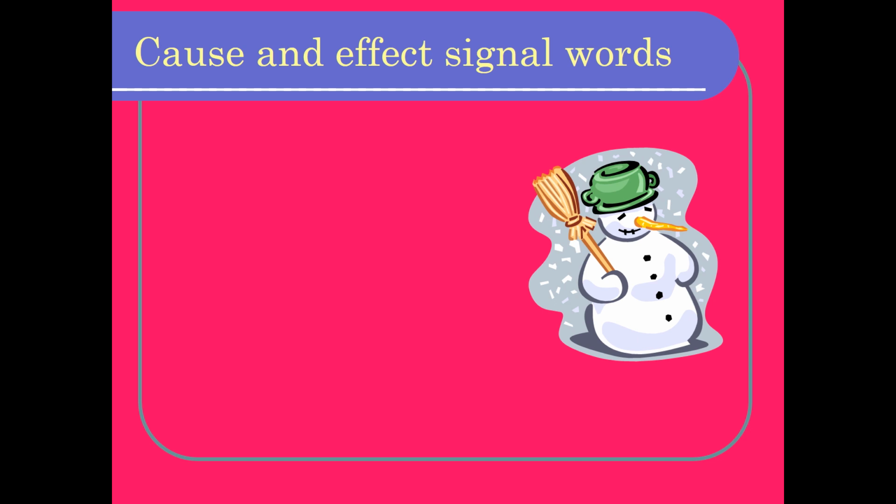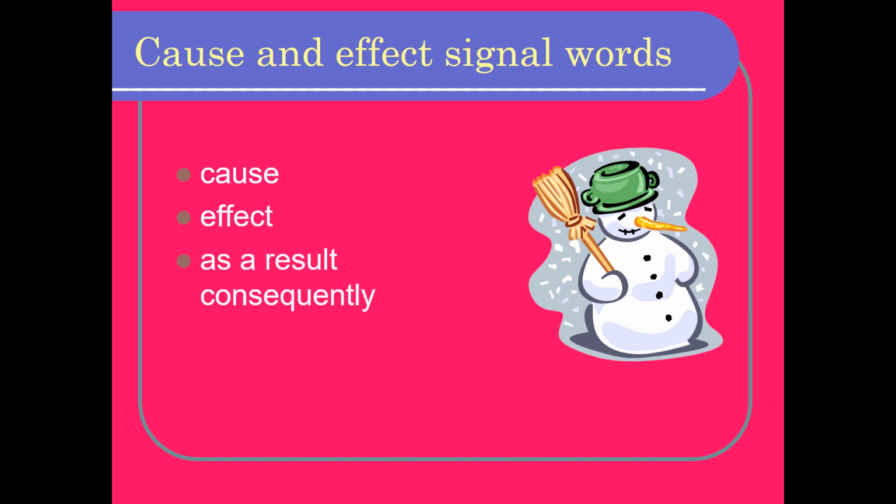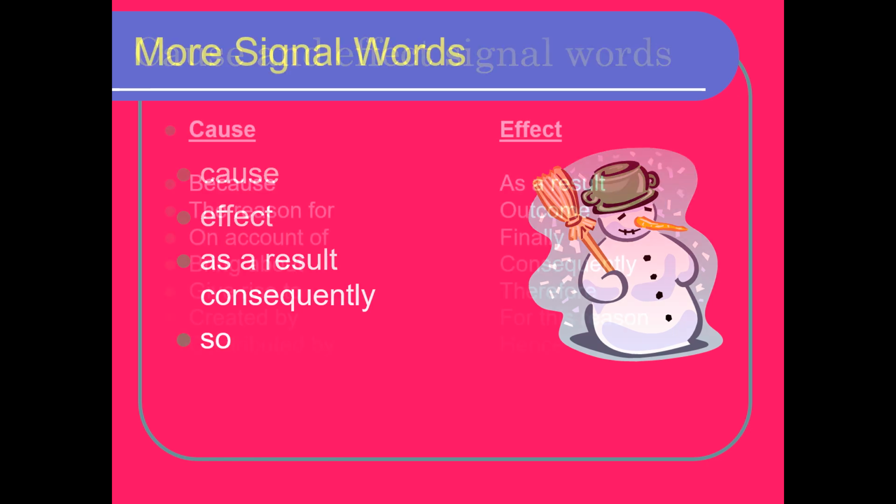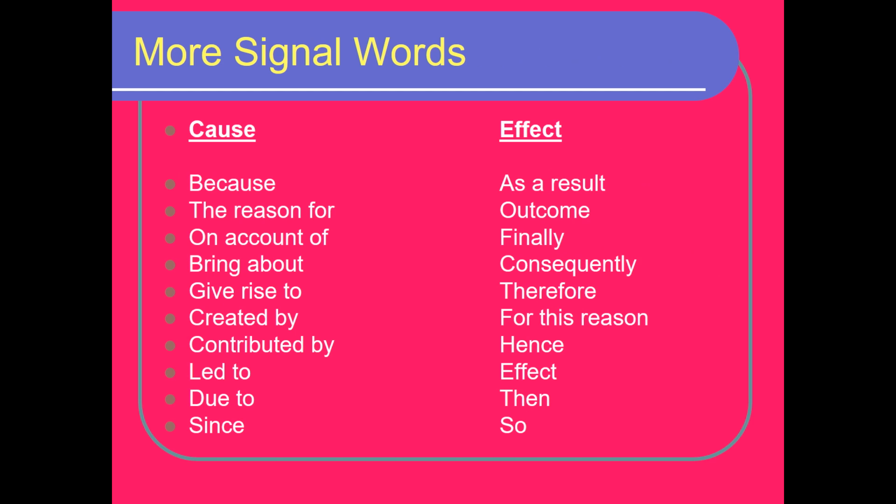Some of those signal words might be the word cause. And another one might actually be the word effect. If you see the words cause and effect, that is a clear indicator that the author is giving you cause and effect. Some other words that might show you cause and effect are the words as a result, consequently, and the word so.